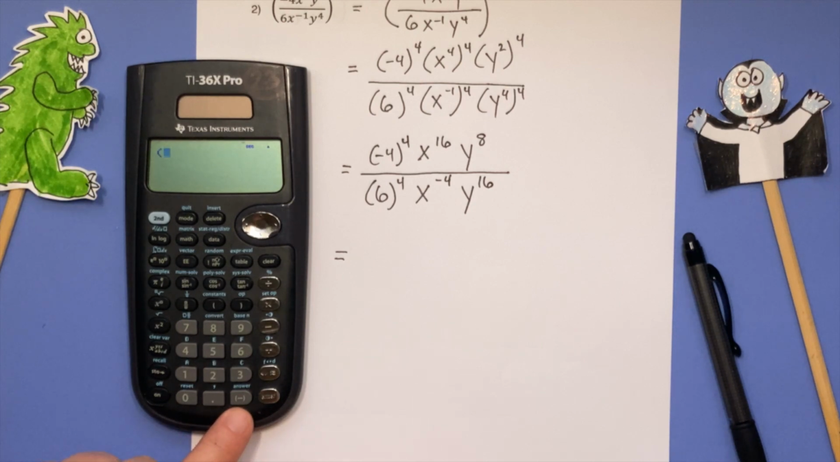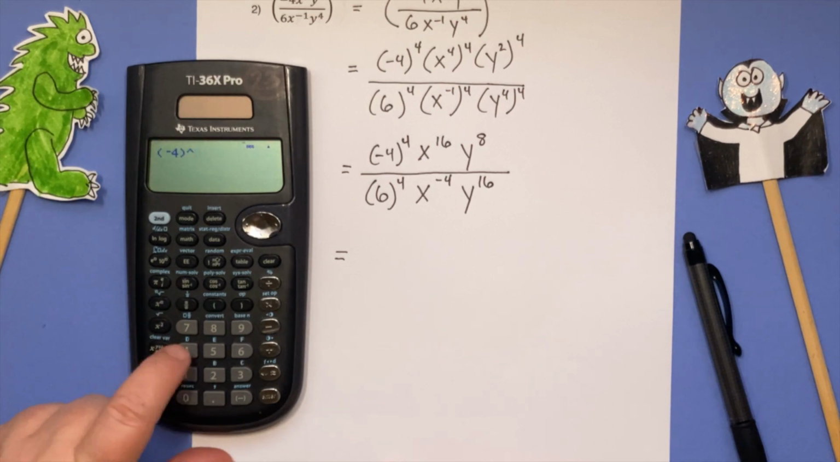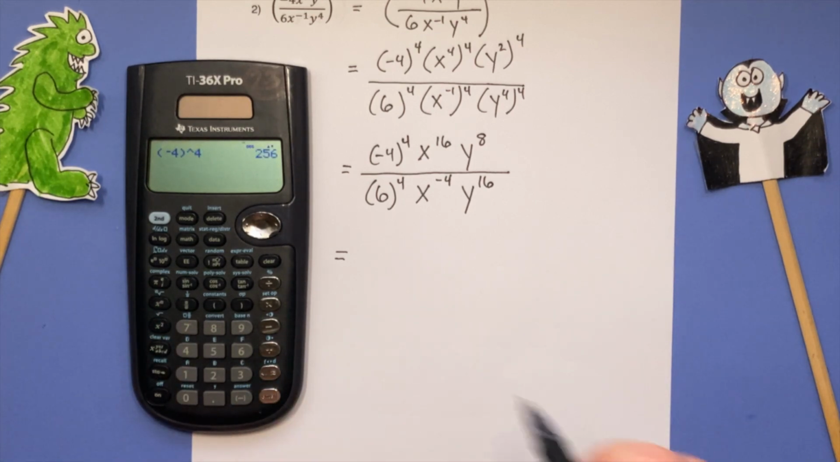Sometimes there's a key here that has a plus and a minus on it. Take a look at your calculator. If you have trouble finding your negative sign, let me know. We can help you find it. So I've got negative 4, and on this calculator, I'm going to use the exponent key, raised to the fourth power. And that's 256.